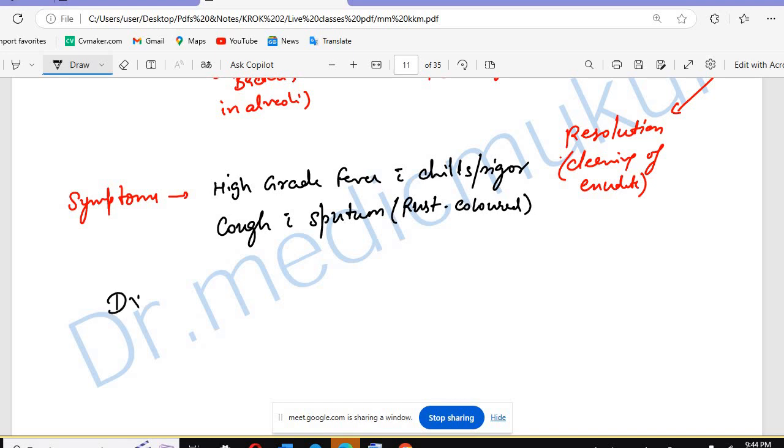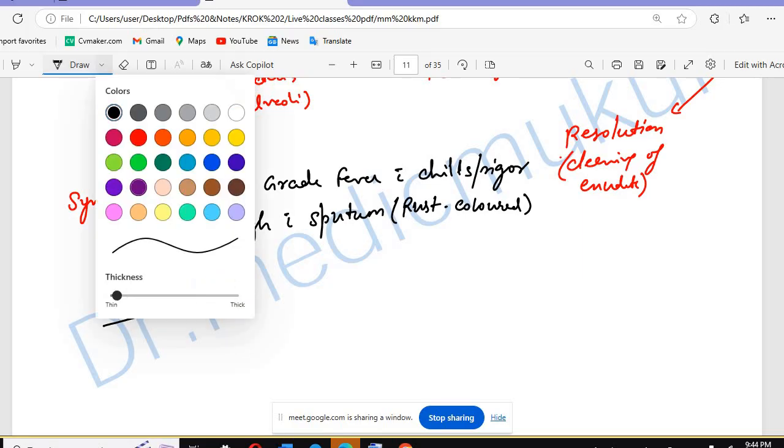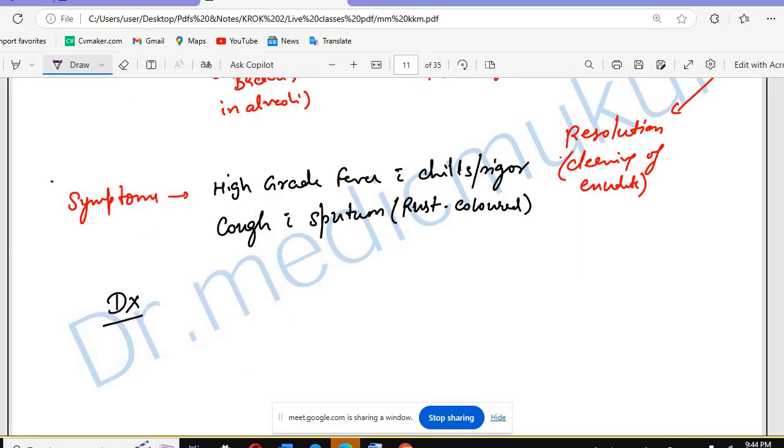When you do the diagnosis, what are you going to see? You are hearing the sound. You see the crackles. You see the diminished breath sound, because this entire lobe is affected. That's why you will not hear the sound, and you will hear diminished breath sound.